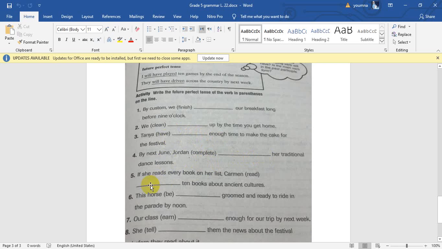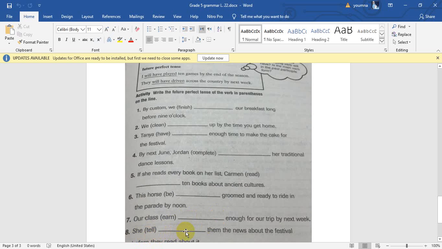And then we have, if she reads every book on her list, Carmen read. So it will be will have read. Will have read. And then we have number 6. This horse be. It will be will have been. Will have been. And then number 7. Our class earn. So it will be will have earned. Will have earned. Add ed to earn. And then she tell, it will be will have told.